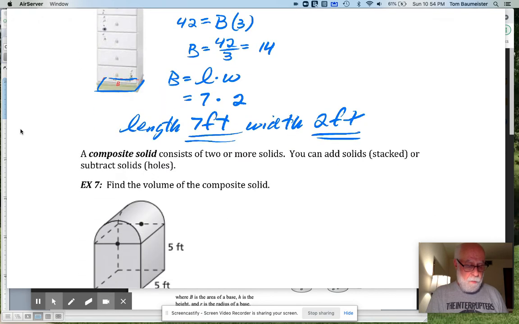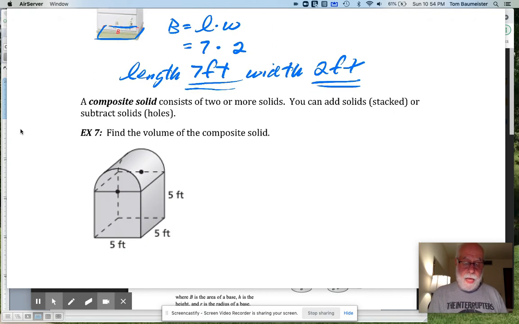And finally, a composite solid consists of 2 or more solids. You can add the solids, like when they're stacked, or you can subtract them. For example, let's say that this square here had a circle in it, had a hole drilled in it, then I would subtract it once. The one on the test was a composite one like this, and I gave you a couple like this on the homework. So this is the one that I chose. But again, remember, if there's a hole in it, you would be subtracting the volume of that from the volume of the stuff that you have that is solid.